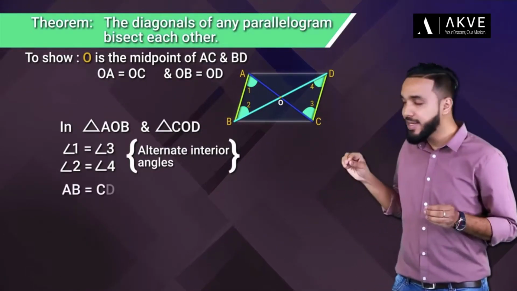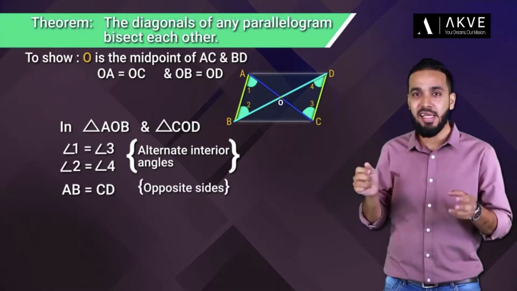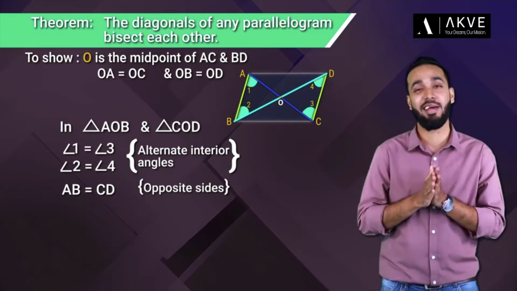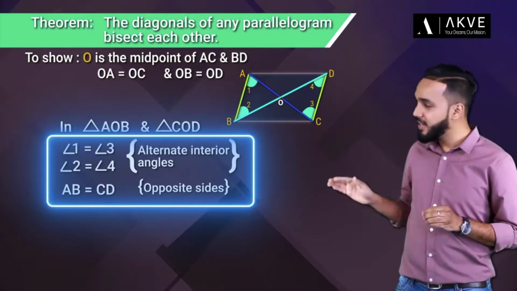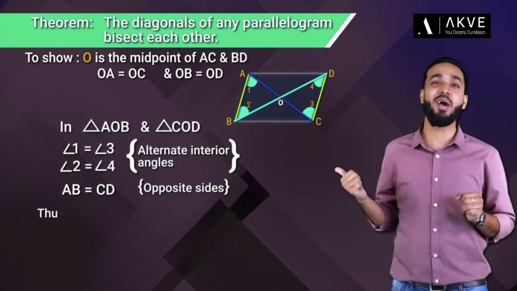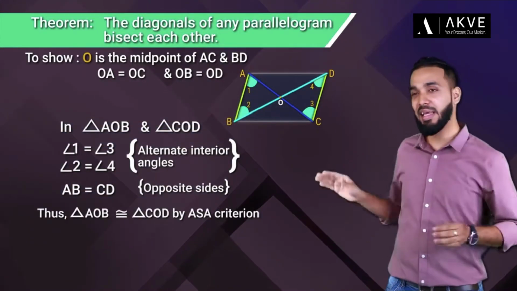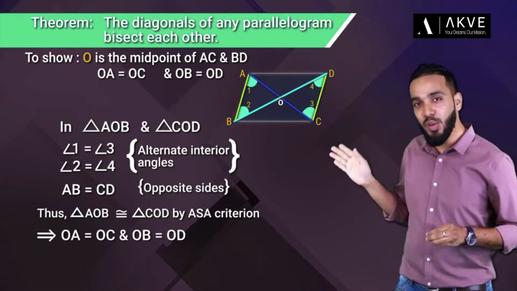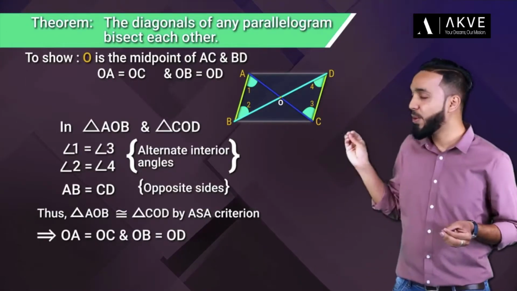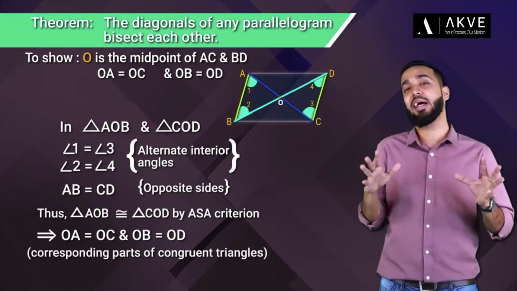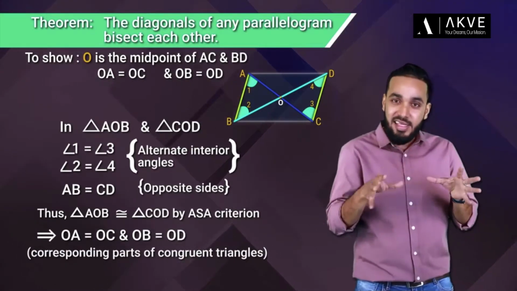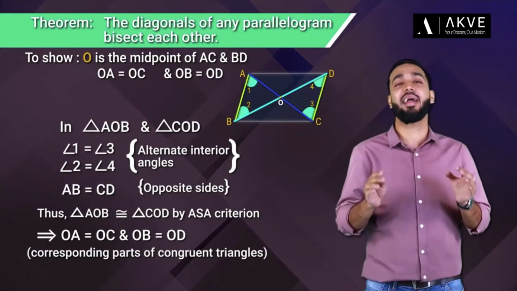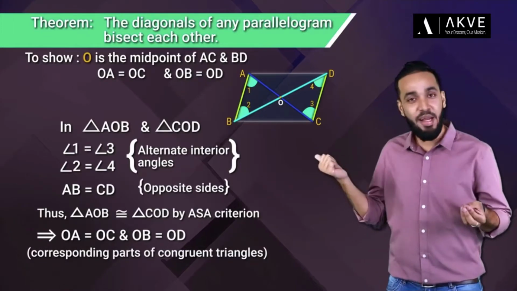Now, AB is equal to CD because they are opposite sides, and by the second property, the opposite sides of a parallelogram are equal. So, angle, side, angle. Thus, triangles AOB and COD are congruent by the ASA criterion. Then, OA is equal to OC and OB is equal to OD because they are corresponding parts of congruent triangles. This just helps us conclude that the diagonals of a parallelogram bisect each other. Wasn't it pretty easy to prove?